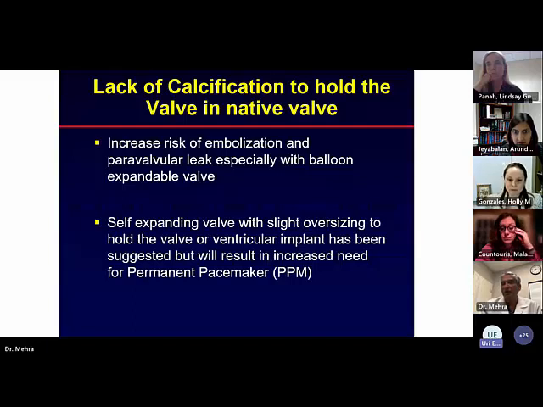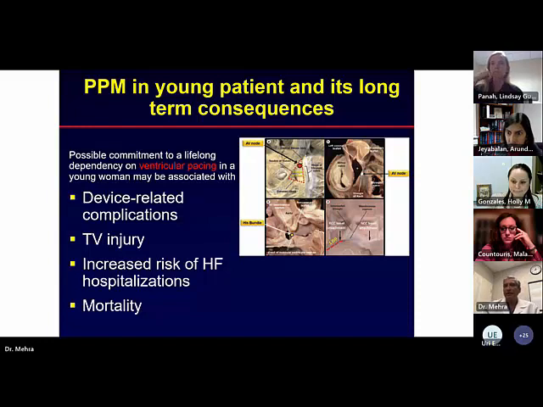So a self-expanding valve with slight oversizing to hold the valve, but in a ventricular implantation, is suggested, even in a rheumatic aortic stenosis, but this will result in an increased need for permanent pacemakers. And if you undersize the valve, then it will obviously lead to paravalvular leak or embolization, potentially. The permanent pacemaker rate is higher in a self-expanding valve than the balloon expandable valve.